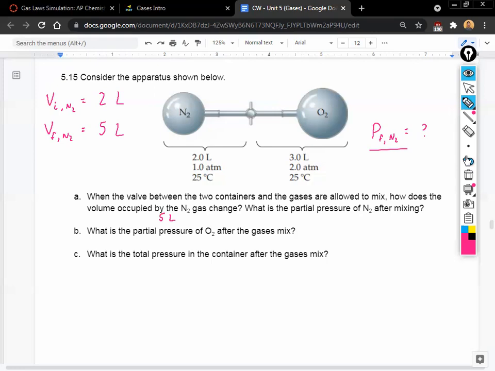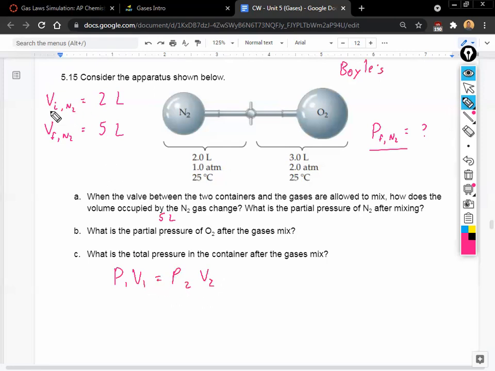Alrighty, guys. Anyone want to take a shot at it? Which gas law should we use to solve this problem? Yeah, Boyle's law. Wow, I'm so impressed. Okay, it's going to be Boyle's law because Boyle's law is P1 V1 equals P2 V2.